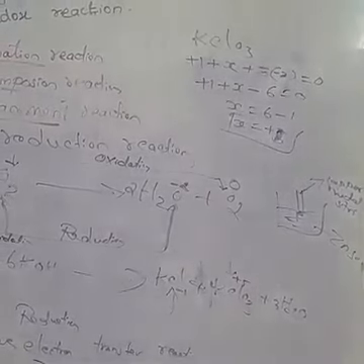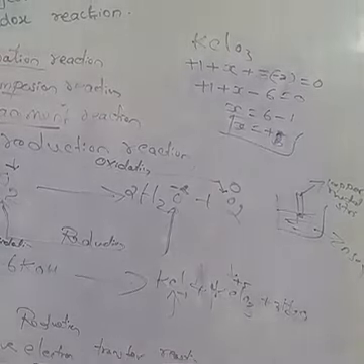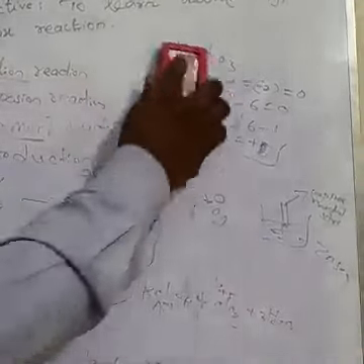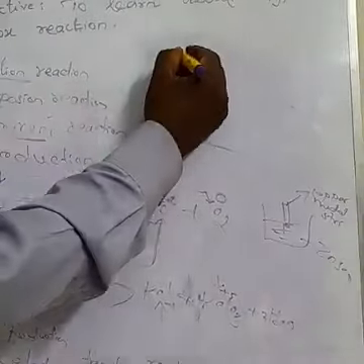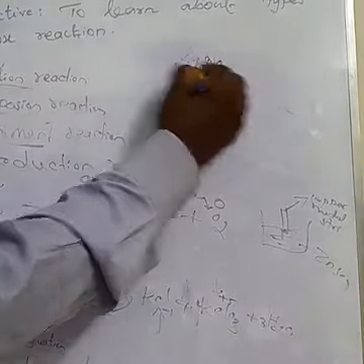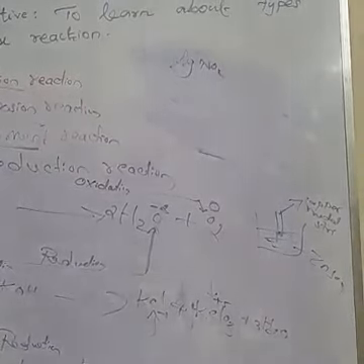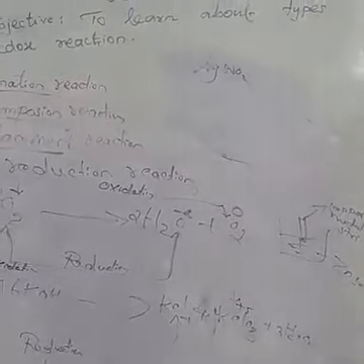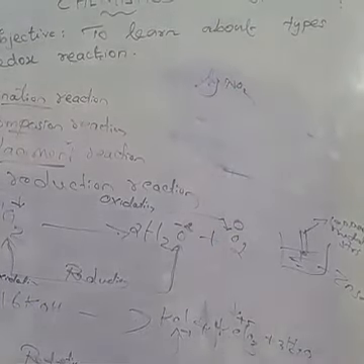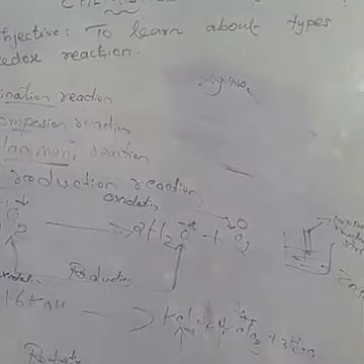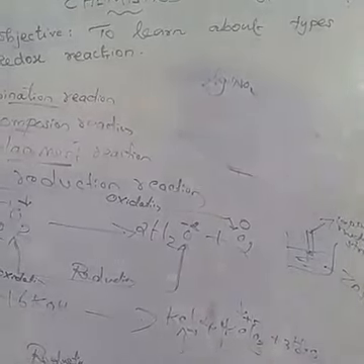Another example we can do. Place a strip of metallic copper in silver nitrate solution. What is the formula for silver nitrate? AgNO3. Silver nitrate solution. After some time, we see that the solution turns blue. This is due to the formation of copper ions. Copper replaces silver from silver nitrate solution.